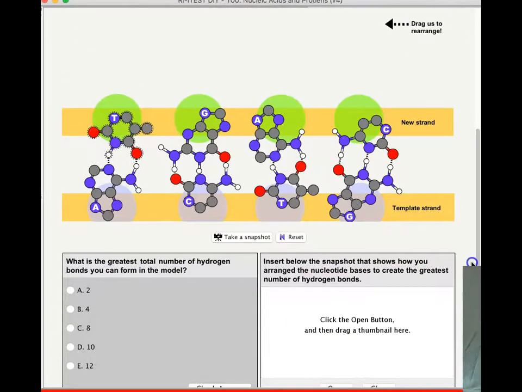And you can pause the video and count the number of hydrogen bonds. Hydrogen bonds are always represented, well, at least in this particular simulation, as dotted lines, because they're bonds we know that occur between molecules, not within molecules.